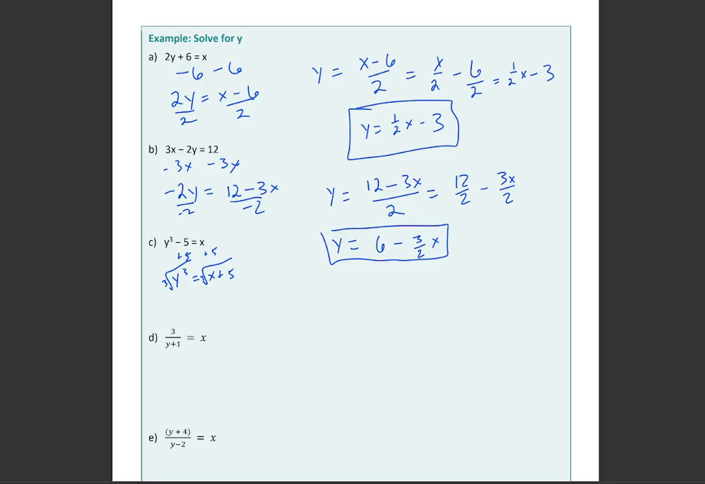So then our cube root and our y cubed cancel. We get y equals the cube root of x plus 5. And that's it for this example.